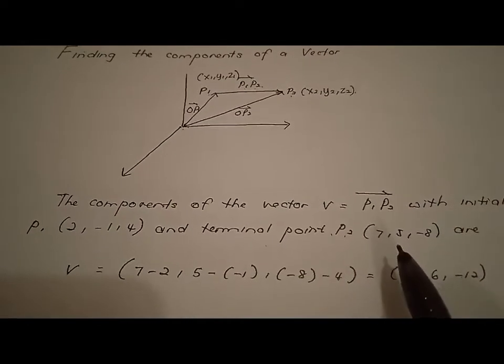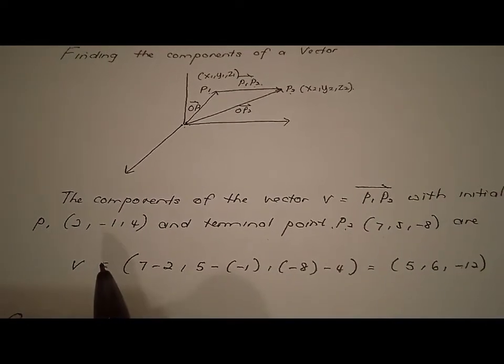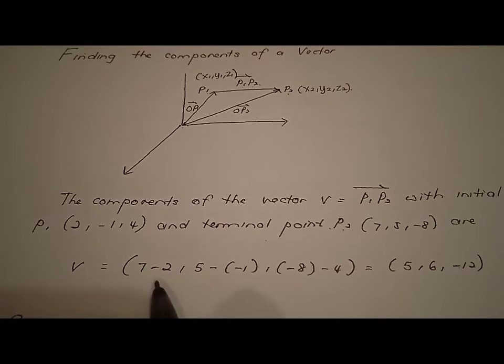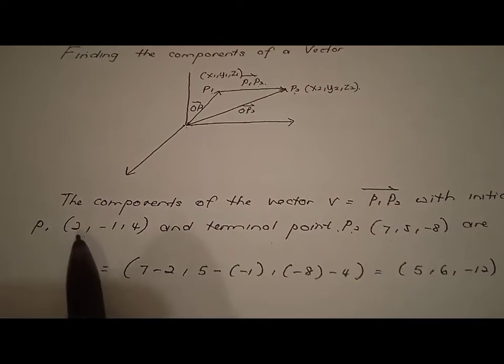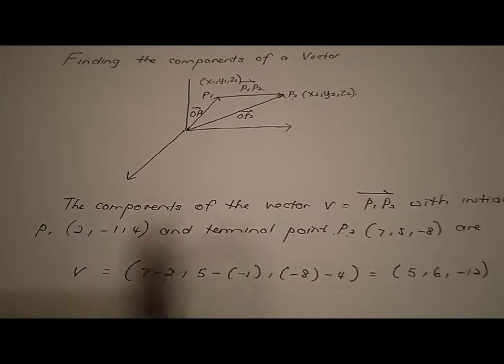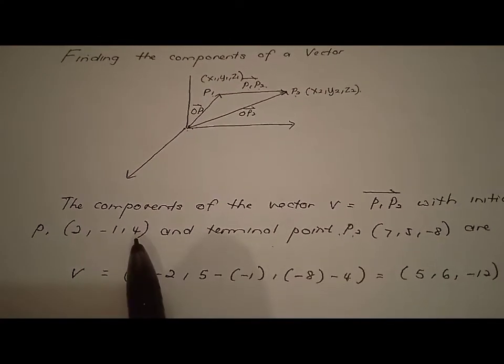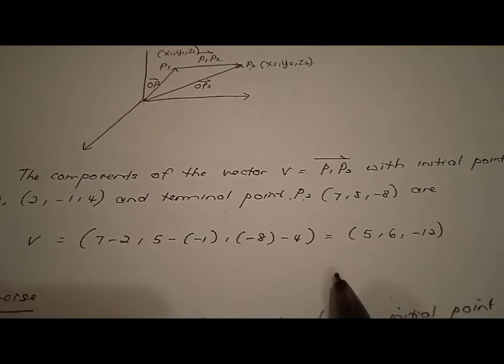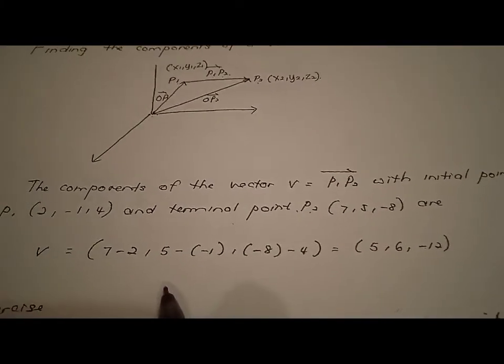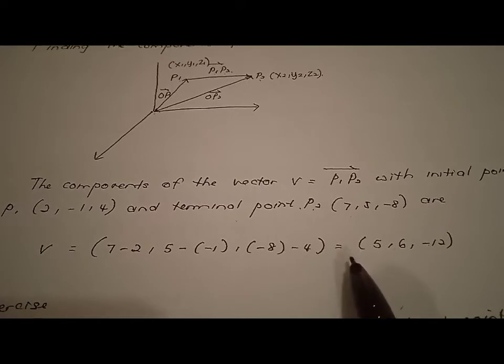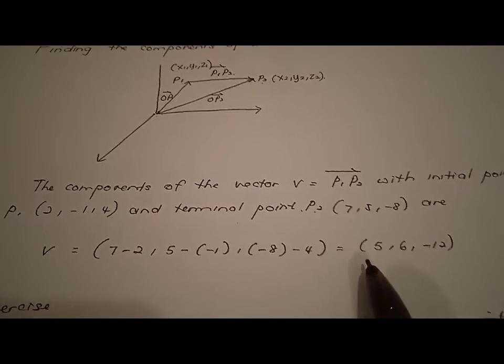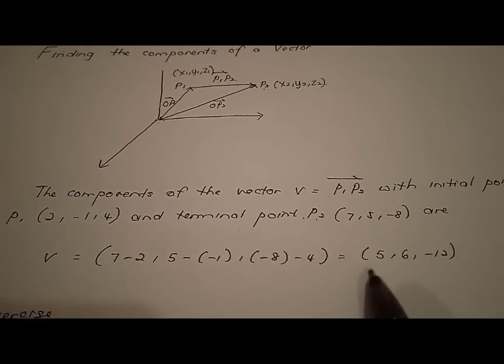Okay, from terminal points minus initial points. So we have 7 minus 5, minus 2, 5 minus 1, and negative 8 minus 4. Okay, so using this, we are able to find the components for a vector P1, P2.